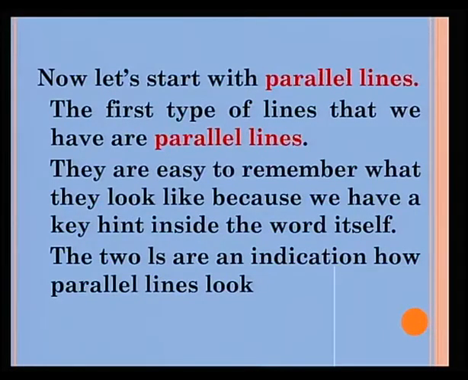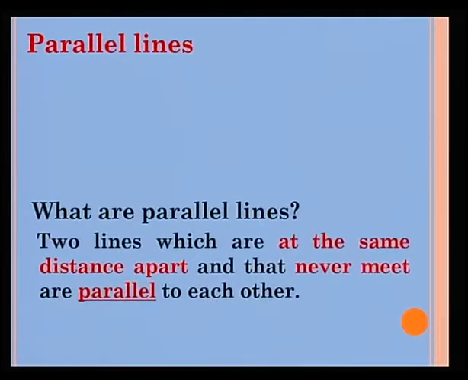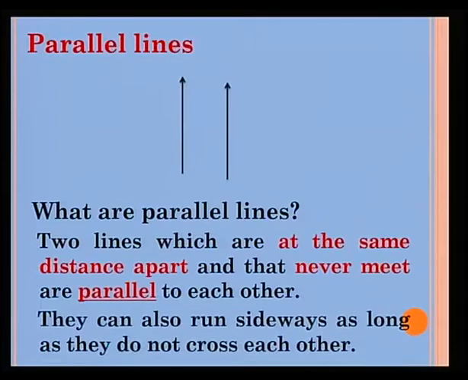The first type of lines that we have are parallel lines. They are easy to remember what they look like because we have a key hint inside the word itself. The two L's are an indication how parallel lines look. What are parallel lines? Two lines which are at the same distance apart and that never meet are parallel to each other, just like the two L's inside the word. They can also run sideways as long as they do not cross each other.